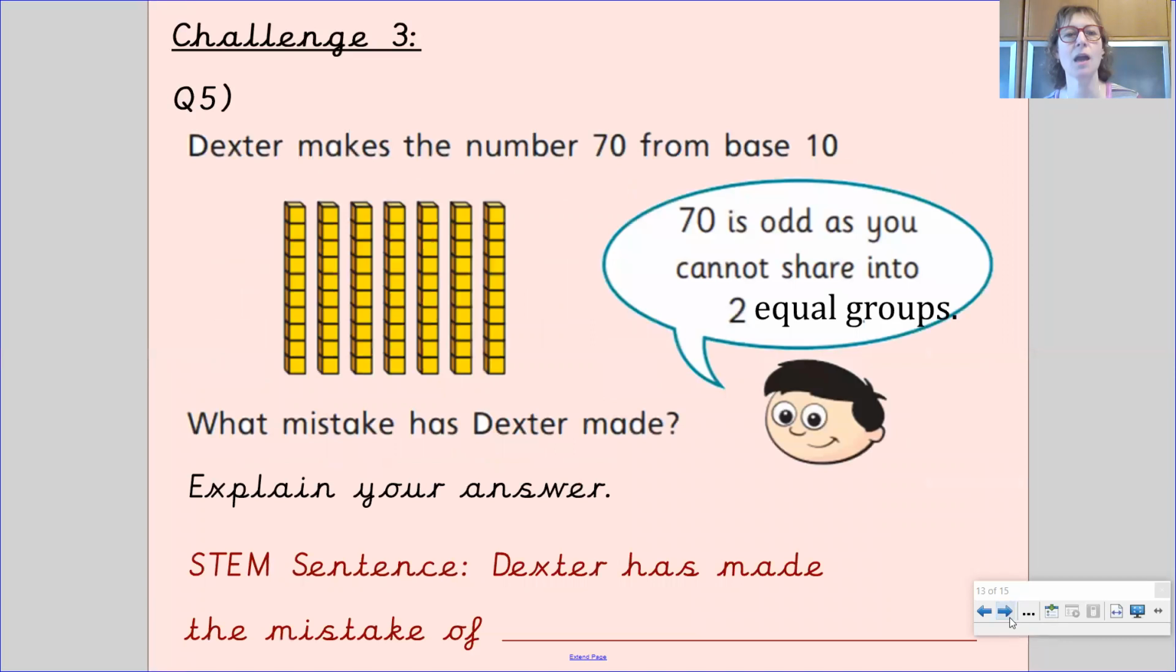Okay, challenge 3. Dexter makes 70 from base 10. You've got 10, 20, 30, 40, 50, 60, 70. Okay. So he says 70 is odd, and you can't share it into 10 groups. And if you look here, you can see that there are 7 10 sticks. So you can't share 7 into 10 evenly. You can't. But can you share 70 equally? So what mistake has he made? It's a kind of complicated one. You might have to think about that one.